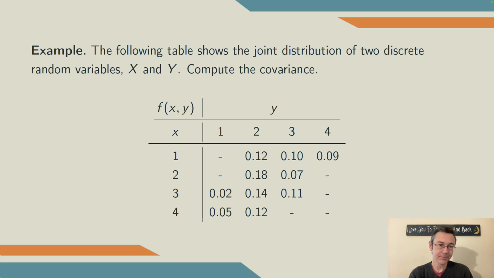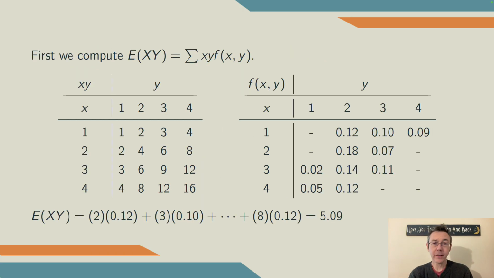So the first thing I need to do is to compute the expected value of x times y. And I did this by making a table just of all the values of x times y for the different combinations of x and y. So for instance, when x is 2 and y is 3, xy is 6. Now I need to do the summation across all the possible values of x and y, doing the summation of x times y times f of x comma y, the joint probability mass function.